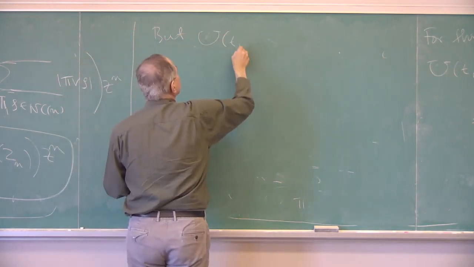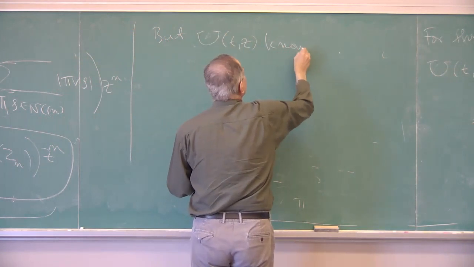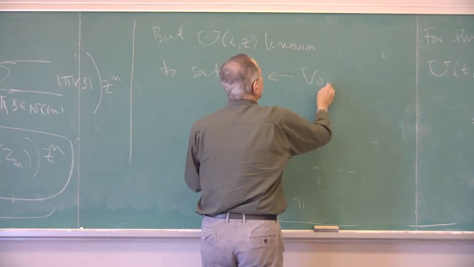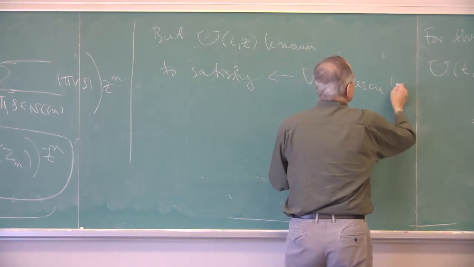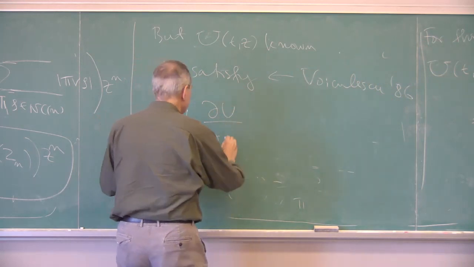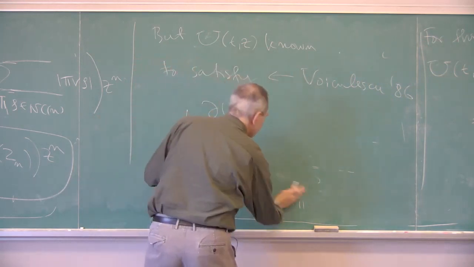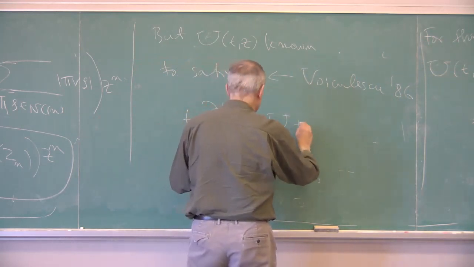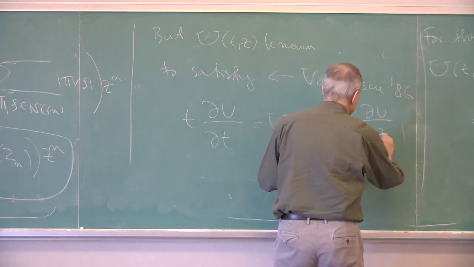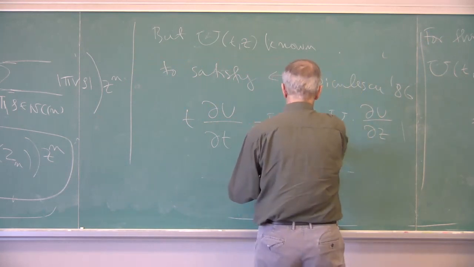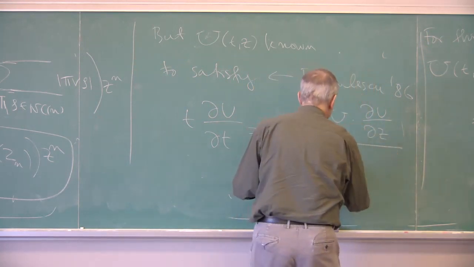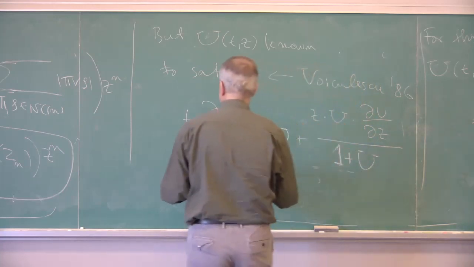U is known to satisfy, and this is actually a very early paper, one of the first papers where Voiculescu was setting the basics of the R transform, this: t times partial U by partial t equals U plus z times U times partial U by partial z, divided by 1 plus U. This is the formula, say, double star.